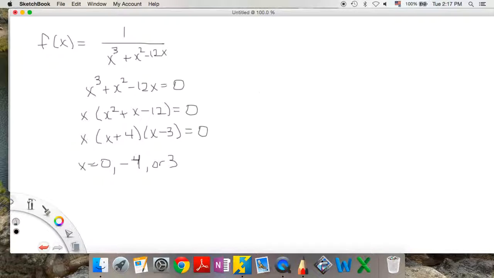So that means that our domain is x such that x is not equal to 0, -4, or 3, because those are going to give us 0 on the bottom, which means it'll be a vertical asymptote. So let's look at some pictures with that.